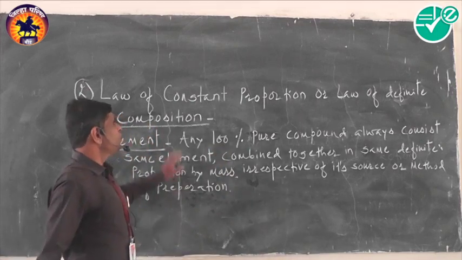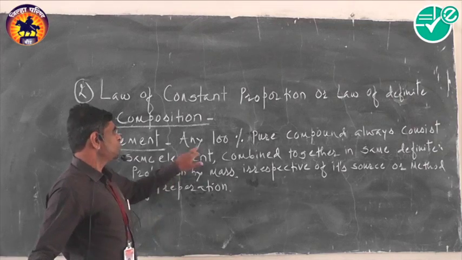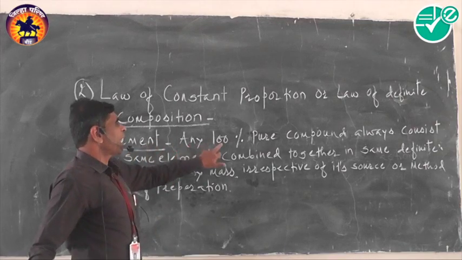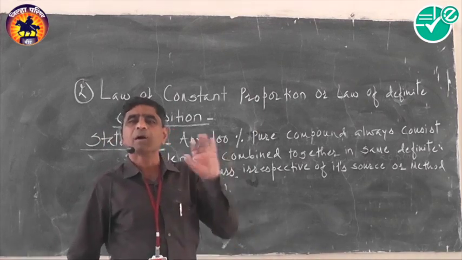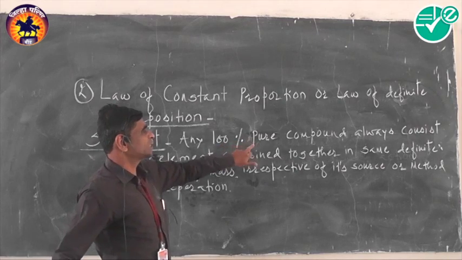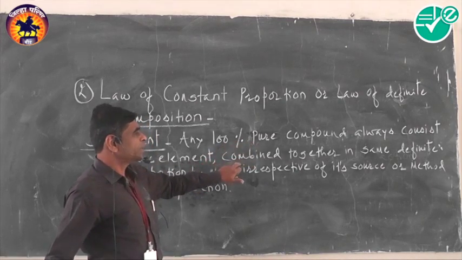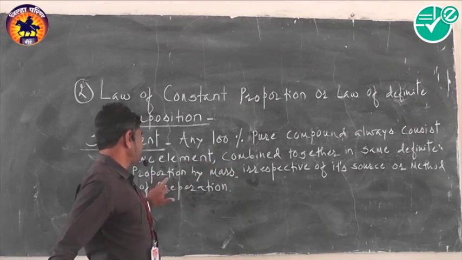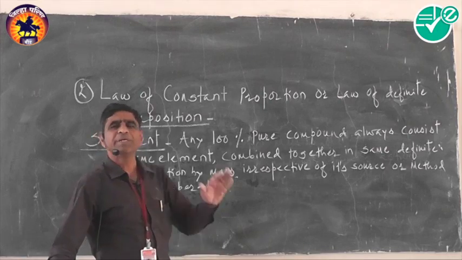Now, what is the law of constant proportion or law of definite proportion? Any 100% pure compound, it means this law is applicable when the compound is 100% pure, always consists of the same elements combined together in the same definite proportion by mass, irrespective of its source or method of preparation.